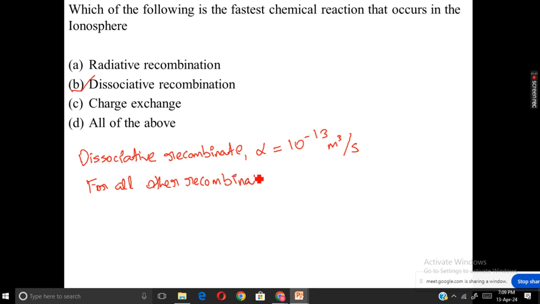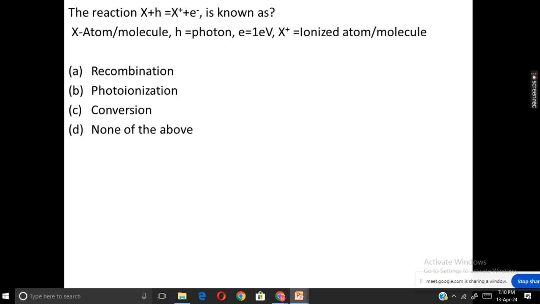For all other recombinations, it is of the order of 10 raised to minus 18 meter cube per second. So dissociative recombination is the answer. That is the fastest chemical reaction that occurs in the atmosphere.